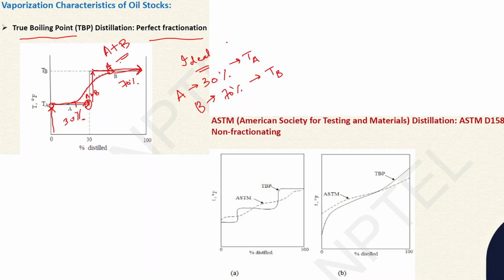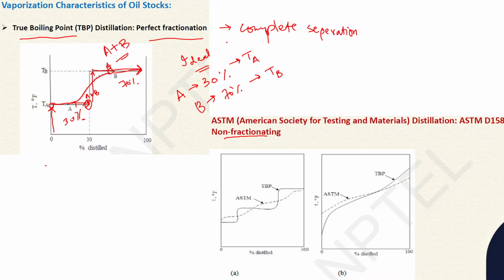So this TBP, which is the true boiling point, is the ideal condition, whereas the other method is the ASTM method, which is American Society for Testing and Materials distillation. ASTM D158 is a non-fractionating method. Perfect fractionating means complete separation takes place, which we are assuming here, but which is obviously not happening. But in ASTM, what happens? Complete separation is not taking place.